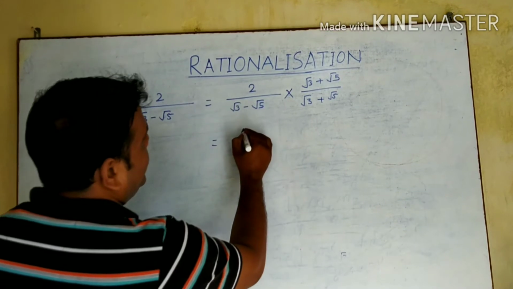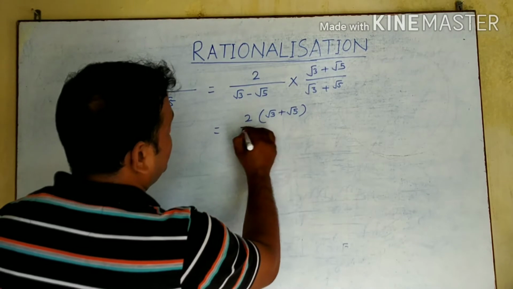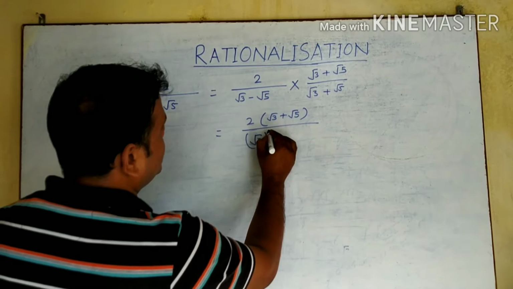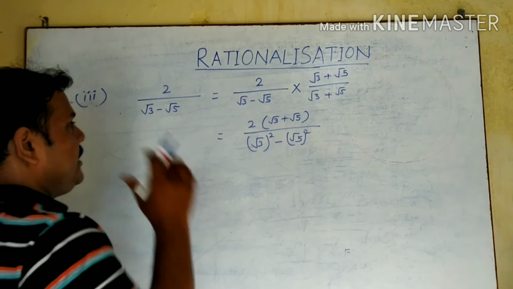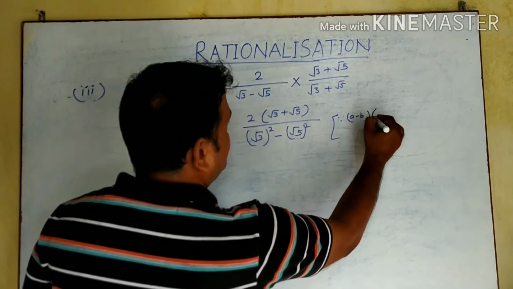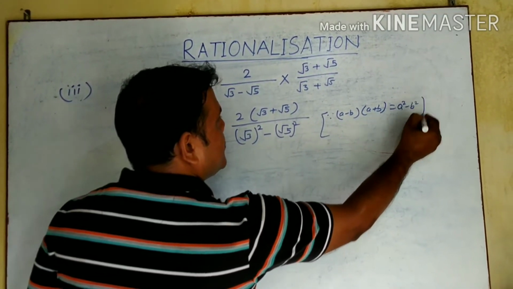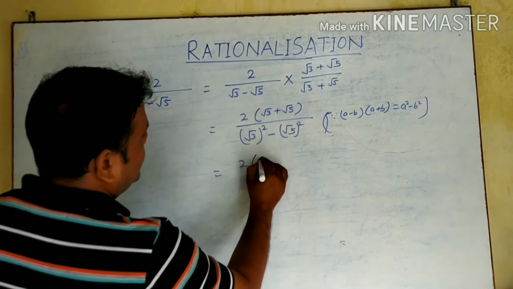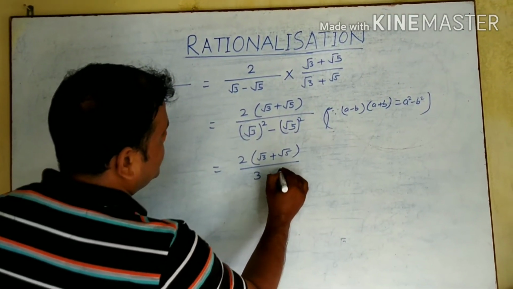Okay, in the numerator it will be 2 into under root 3 plus under root 5, and below you can use the same formula I taught earlier: under root 3 square minus under root 5 square. Again, where did it come from? You can write a minus b into a plus b is equal to a square minus b square. So in the numerator it will be under root 3 plus under root 5, and here it will become 3 minus 5.